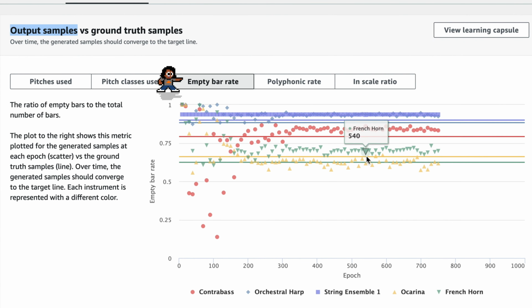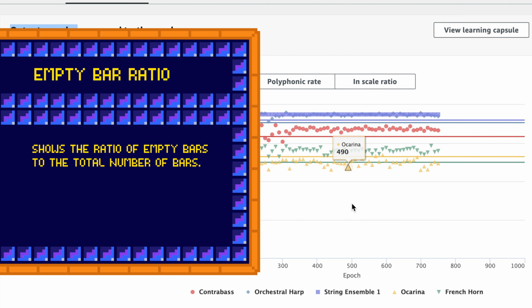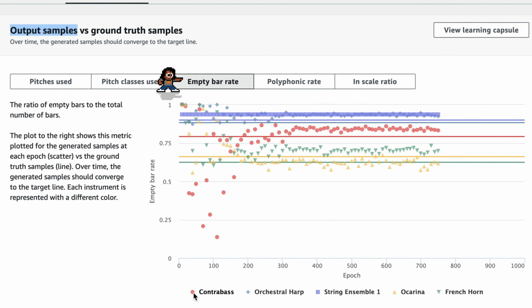Empty bar rate. This metric shows the ratio of empty bars to the total number of bars. Notice at first the contrabass, again, this is the red circle, it's all over the place, but it starts to converge right here around this 350 through 380 range, and then it really starts to hold steady for the rest of the iterations.